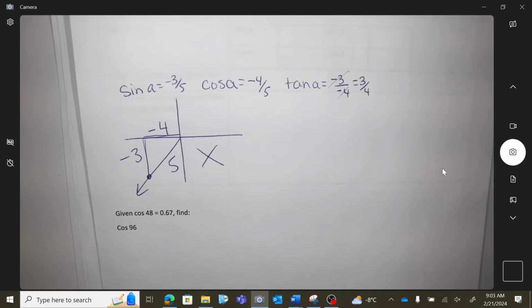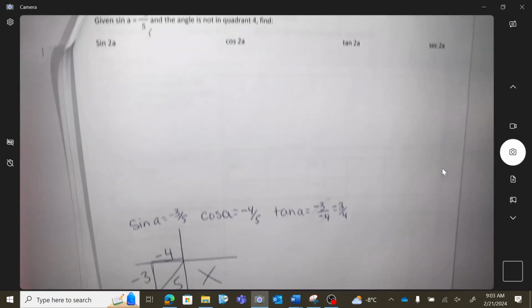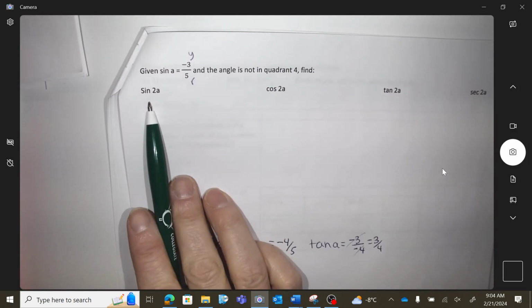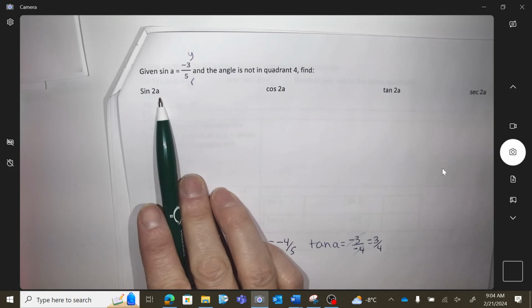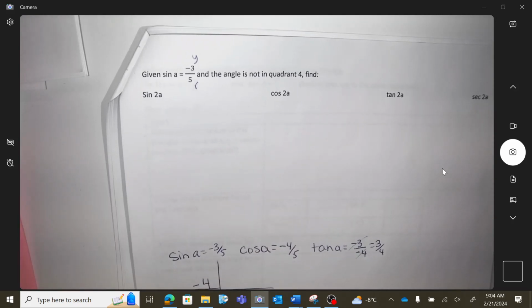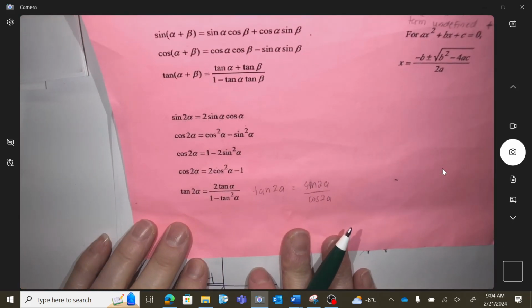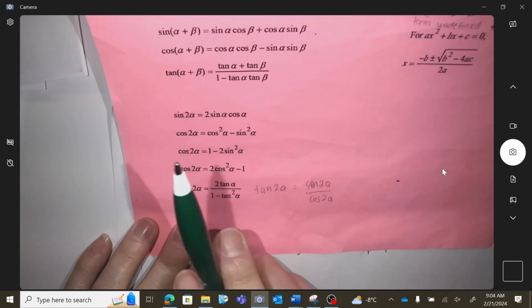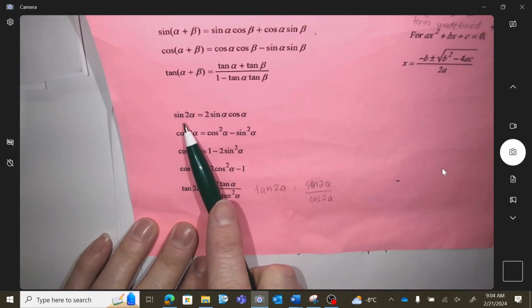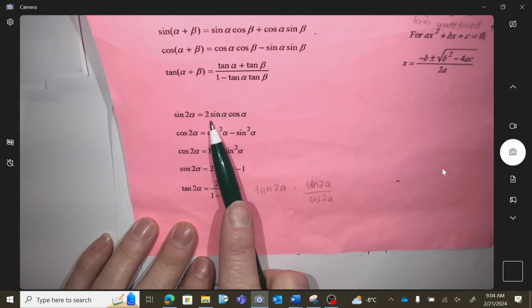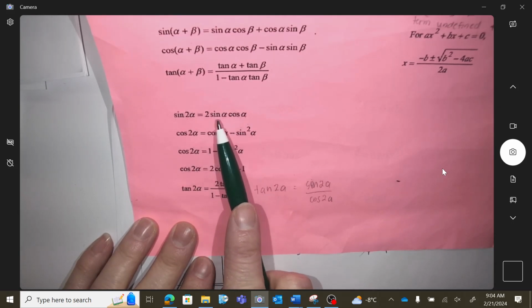Okay, now here's what we're going to do. We're going to go to our formula sheet, and this says, what would the sine value be if we doubled this angle? That's what this means. It's a double angle. So can you find something on your formula sheet that says the sine of a doubled angle? The sine of a doubled angle is, and here's a formula. So I'm just going to copy this down right now. 2 sine A cos A.